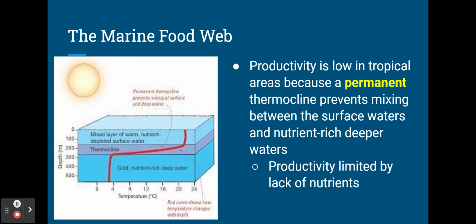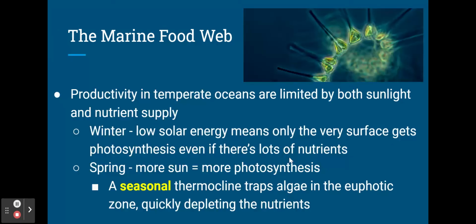Now, in tropical areas, there's actually a low productivity because there's a permanent thermocline that prevents mixing between the surface waters and the deeper waters. And those deeper waters actually have all the nutrients, the nitrogen, phosphorus, and the iron. And so because there's a thermocline, the two of them don't mix. And because of that, the productivity is limited by nutrients, not by lack of sunlight.